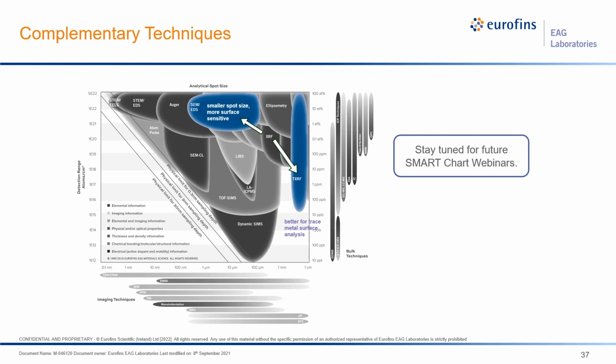Total reflection XRF, or TXRF, is a specialized type of XRF where the incident X-ray beam hits the sample at a grazing angle. TXRF is a very powerful technique for measuring trace levels of surface metals on atomically smooth surfaces, such as semiconductor wafers. While the physical processes are essentially the same, TXRF is a completely different technique with its own unique instrumentation. We'll consider the SMART chart webinar series over the next several weeks to explore more of these techniques.